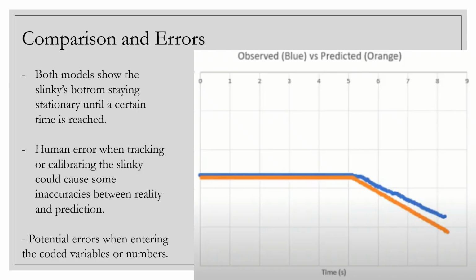Some human errors that could have occurred during the comparison of the two models of Tracker could be the calibrating of the slinky. Maybe it wasn't perfectly lined up, and then with the tracking itself, it not pointing directly on the bottom of the spring each time during its descent. And some potential errors that could have occurred during the GlowScript model were rounding of the variables or numbers, and maybe a bit of error with the coding itself.